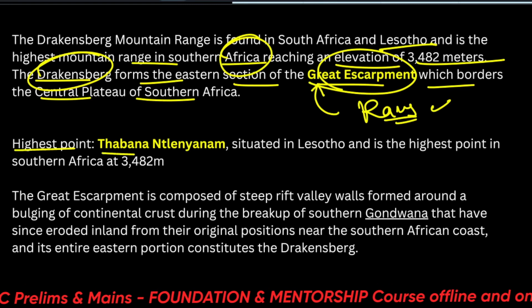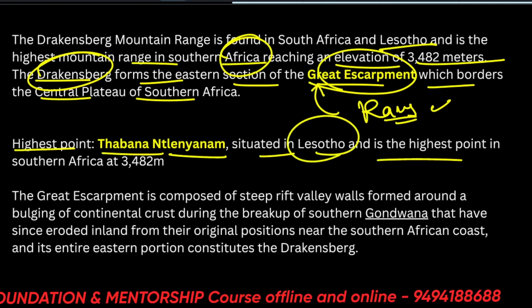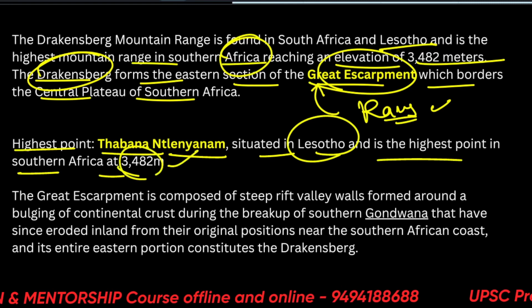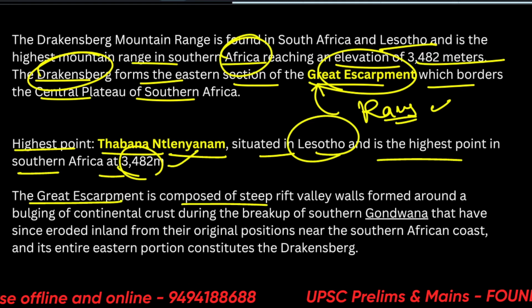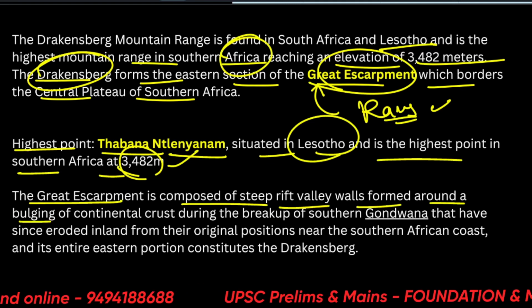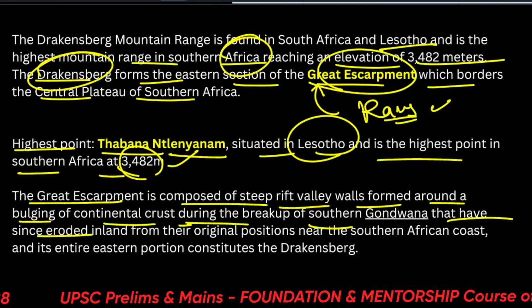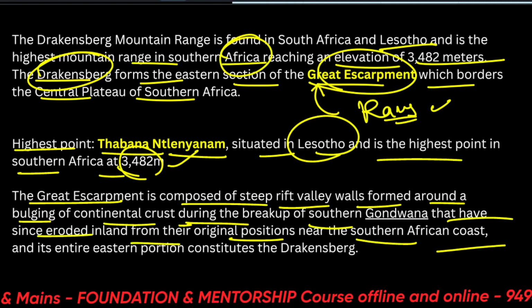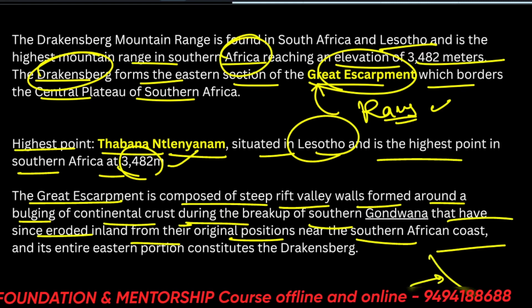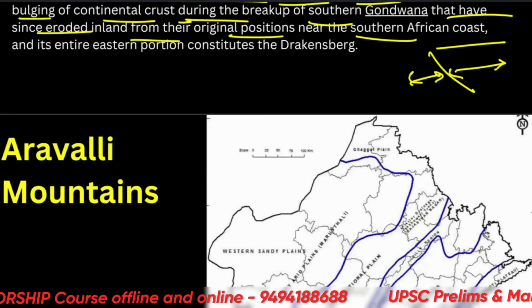The highest point is Thabana Ntlenyana, situated in Lesotho, and the highest point in southern Africa at 3,482 meters. So this mountain range, the Great Escarpment, is composed of steep rift valleys all formed around a bulging of continental crust during the breakup of southern Gondwana, that have since eroded inland from their original positions near the southern African coast. Alright, so basically it's erosion and rifting. Okay, breaking off and rifting, just like the Great Dividing Range.